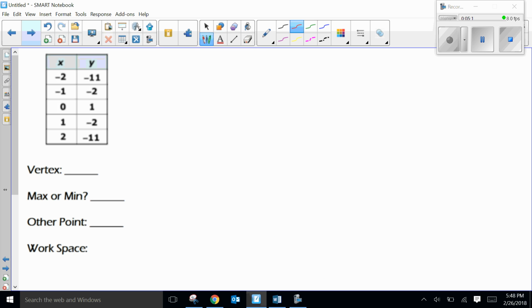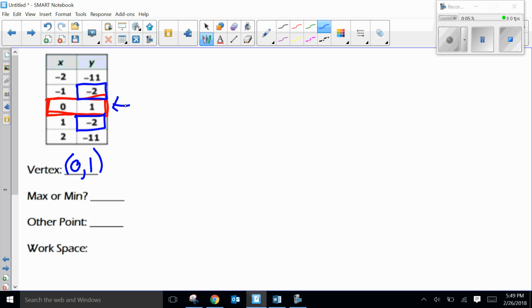Okay, so let's look at another example. Again, I need my vertex, and my vertex here happens to be (0, 1). I can easily see that was my vertex because that is where my symmetry begins. On each side of that, I have symmetry, where my y values are repeating themselves. So my vertex is (0, 1).